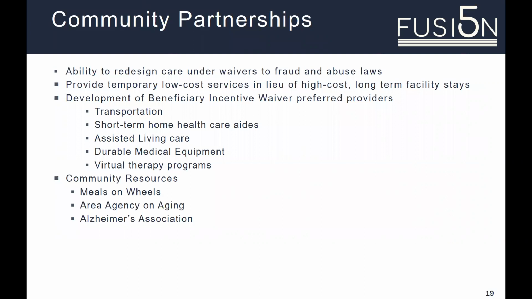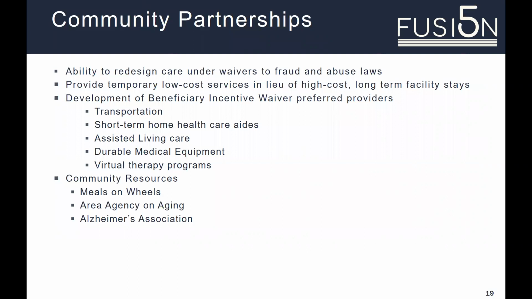So again, there are all these different types of preferred provider waivers that we can implement and help you take advantage of. Things for transportation or short-term home health care aides, assisted living and DME, virtual therapy programs. I mean, even the one that I used earlier in the case of boarding animals. All these waivers have been provided by CMS for us to take advantage of. And so we want to get in with your practice and help identify how you can use those waivers and who are the groups and the partners that you want to utilize.